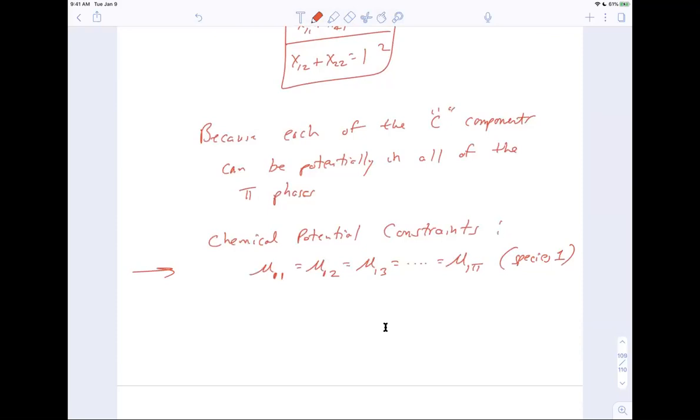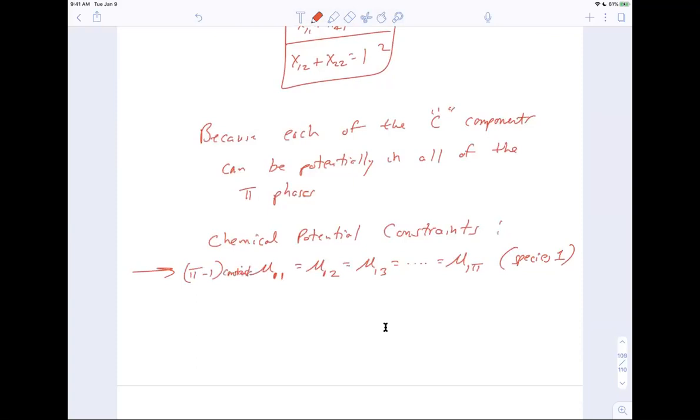Pi minus 1. Excellent. That's exactly right. Just like if you go back and look at the temperature and pressure, you'll see that it's a similar argument. So there's pi minus 1 constraints. So this gives me pi minus 1 constraints.